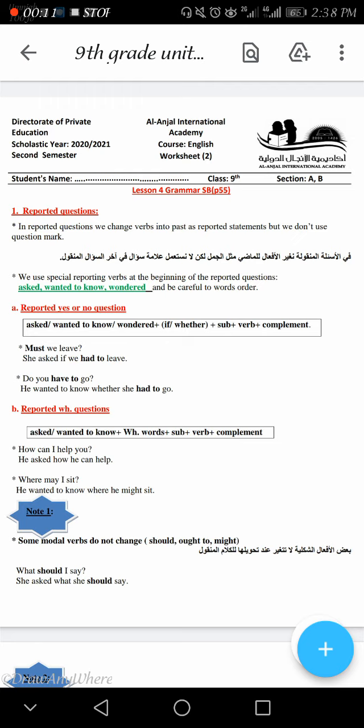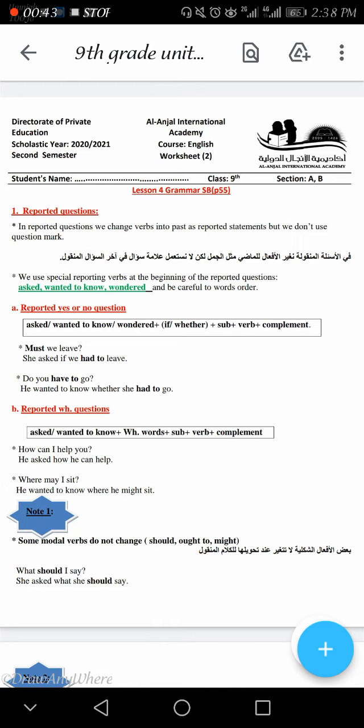Today, inshallah, we're going to start with Grammar Unit 5, Grammar in Use, Lesson 4, page 55. As you see here, our grammar is about reported questions. Before I start, let's make a quick revision about reported statement, reported command, and reported question.